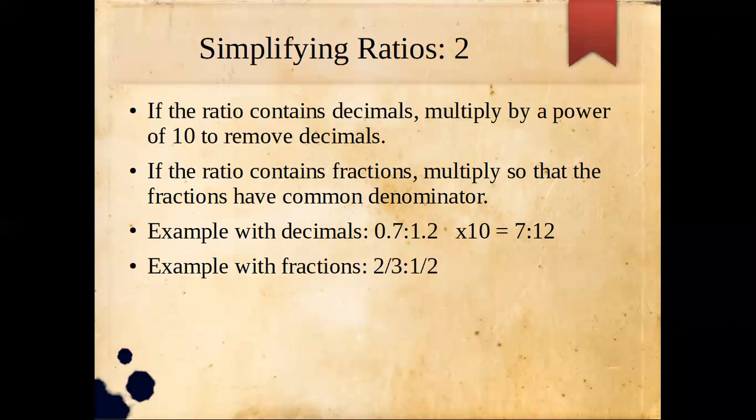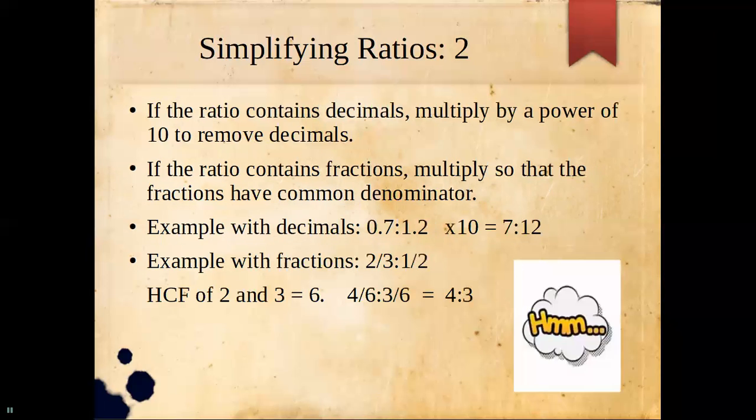So here's an example with fractions. We've got 2/3 to 1/2. Okay, so what we have to do is make them have a common denominator. Okay, so we need to find the lowest common multiple of 2 and 3, which is 6.